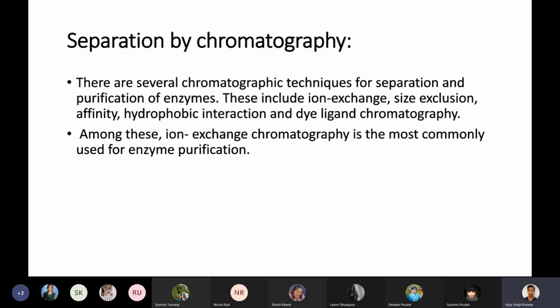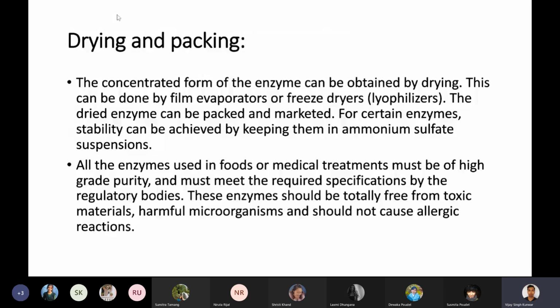Packing and transportation depend upon the cost, how valuable the yield is, and how valuable the enzyme of interest is. The concentrated form of the enzyme can be obtained by drying. This can be done by film evaporators or freeze dryers, lyophilizers. The dried enzyme can be packed and marketed. For certain enzymes, stability can be achieved by keeping them in ammonium sulfate suspensions.